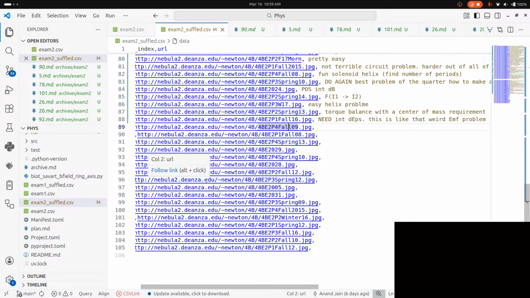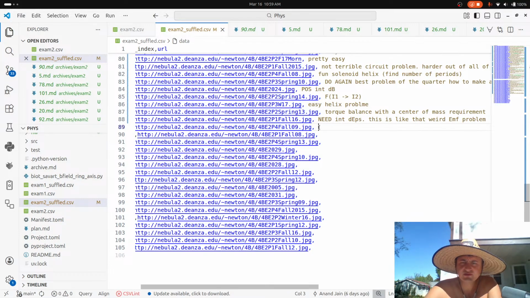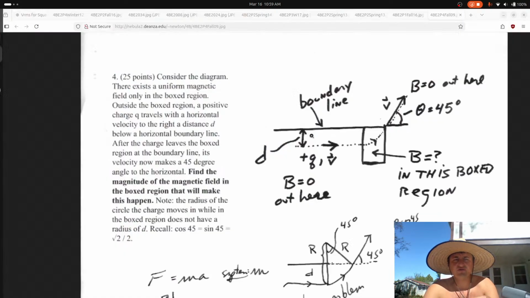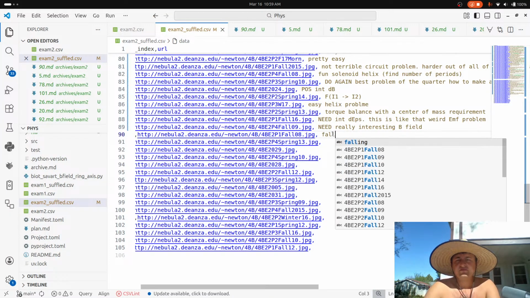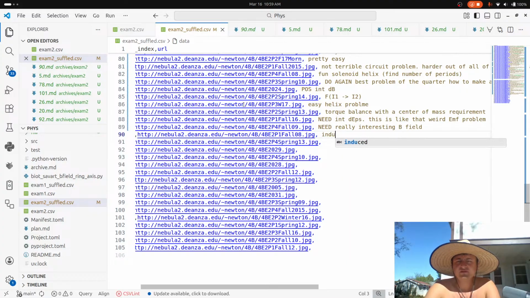Okay, so we're just going to spam looking at them for right now. So this is a really interesting B field. Yeah, I need to do this one. Basically, I'm just filtering out all the ones that I've definitely seen before. Okay, yeah, so this is just, what is it? Calculate the terminal velocity. Induced EMF terminal velocity. Actually, I should probably do that again, because it's likely that kind of problem will be on the exam, I feel like.